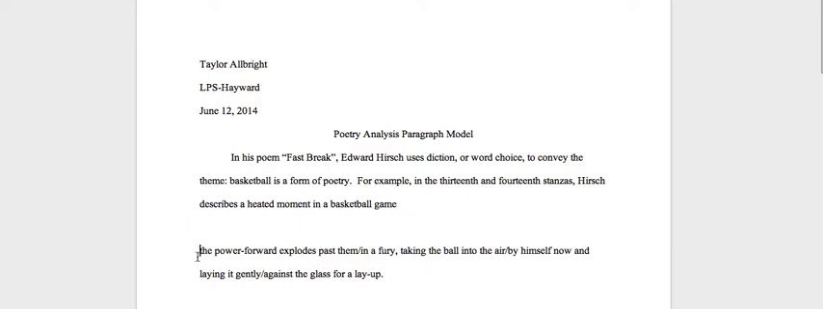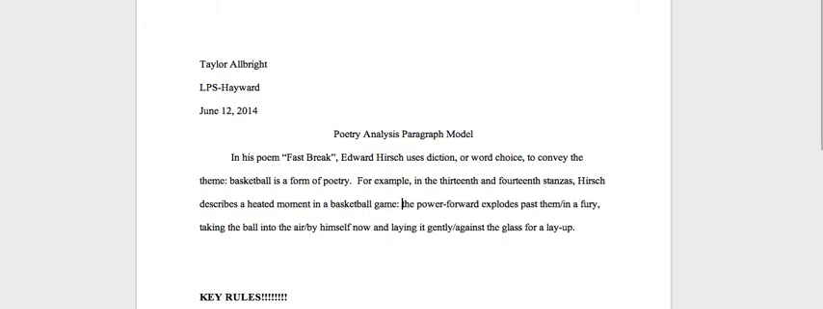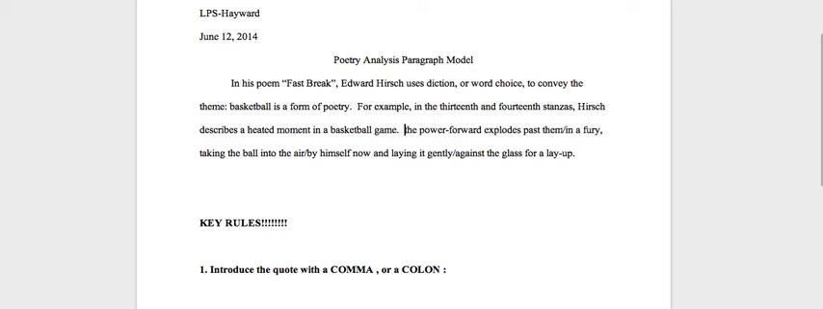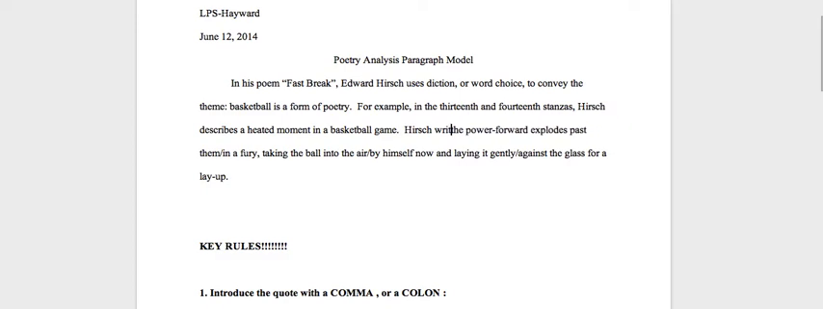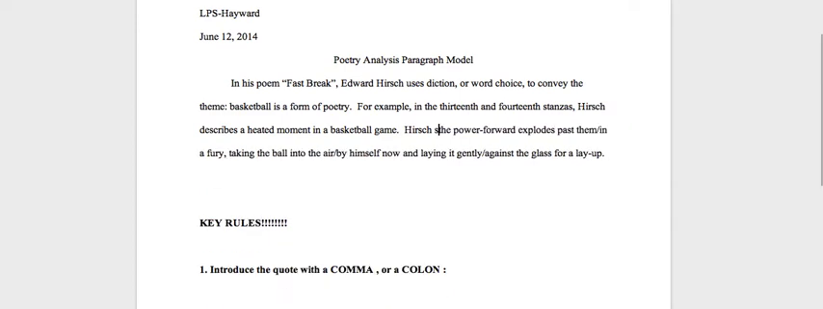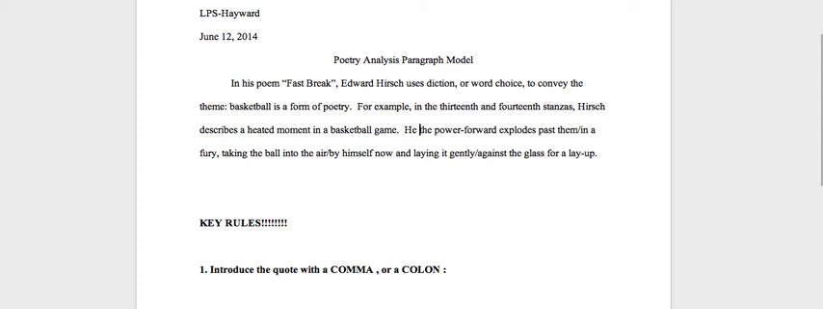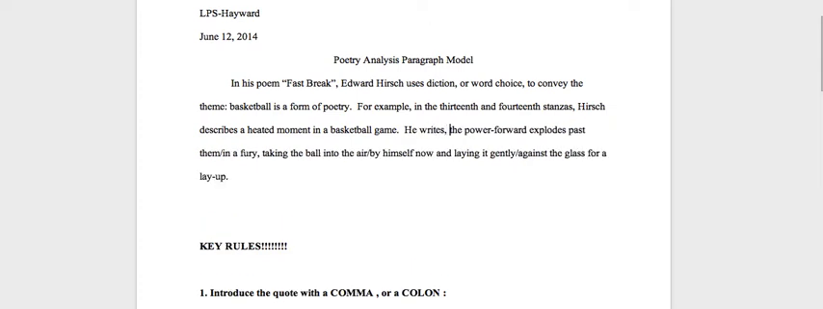Because I'm introducing my quote with a full sentence and a full idea, I can put a colon there to begin the quote. Remember, that was rule number 1, introduce with a comma or a colon. However, the more common way to introduce quotes would be to use a couple introductory words and then a comma. So for example, I could say Hirsch writes with a comma, or Hirsch states with a comma, or Hirsch describes with a comma, any of those words. Let's use writes. I'm going to say he because I used Hirsch a couple times in my earlier sentences. So he writes, and I have a comma.